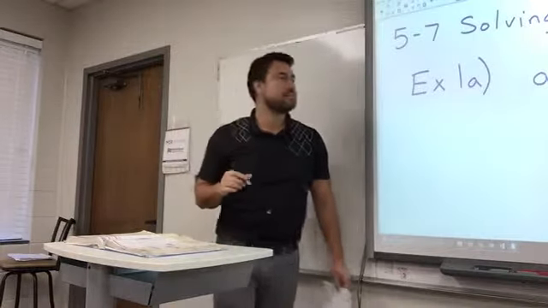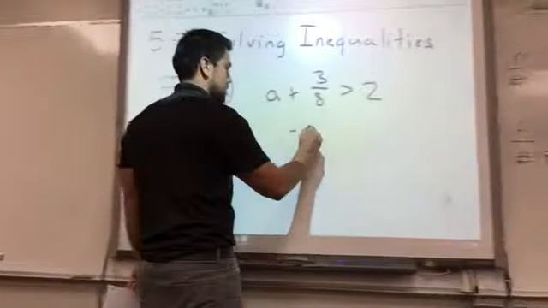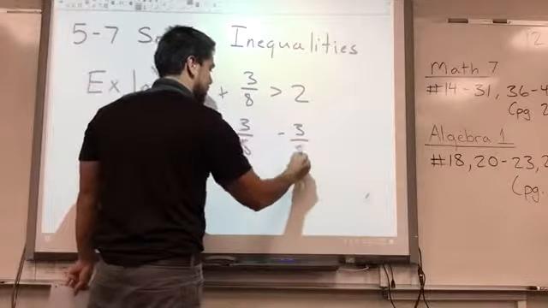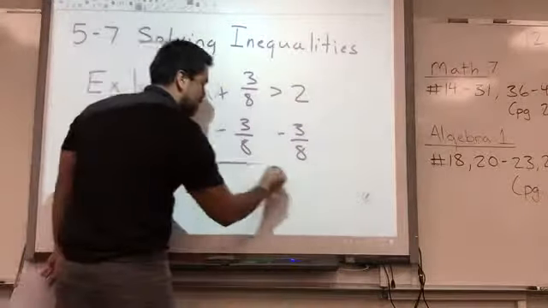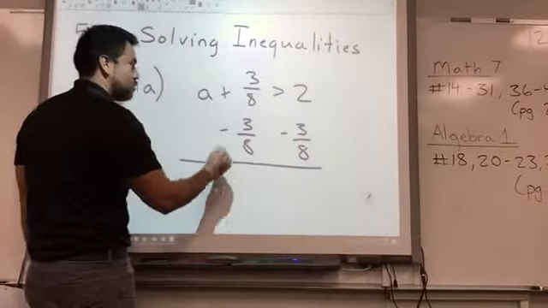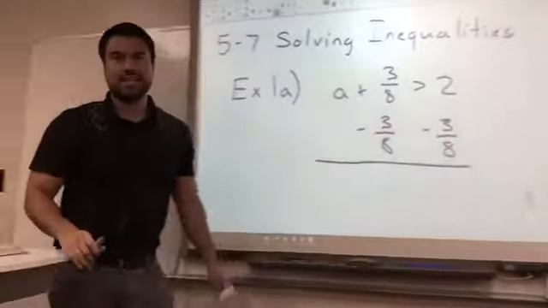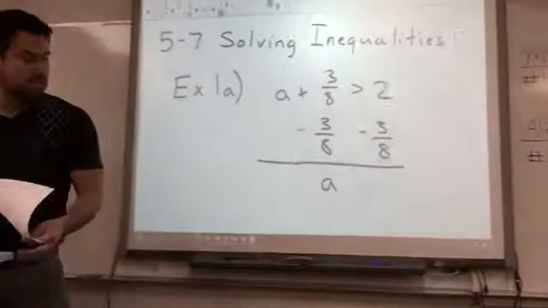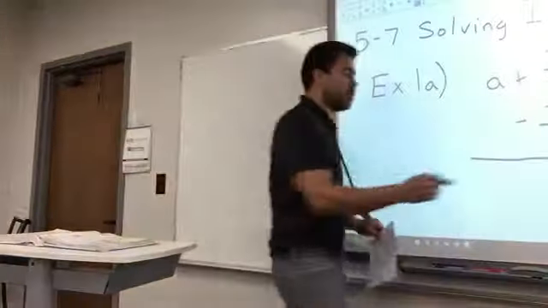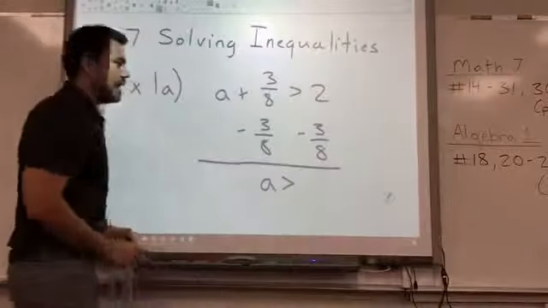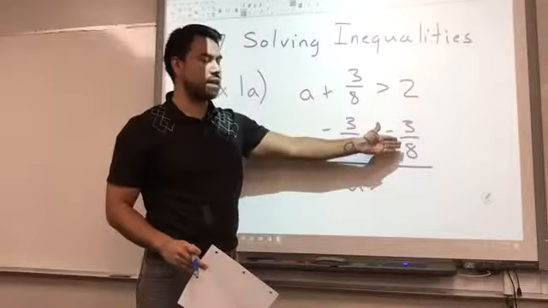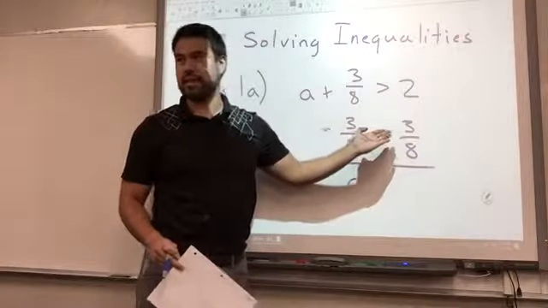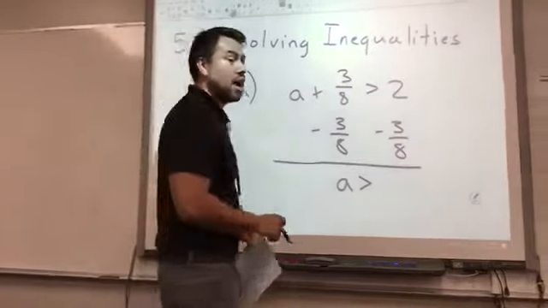You should subtract it. Good, you do it from both sides. So we're going to subtract from both sides. And what are you left with here on the left? A, which is what we want, because that's going to give us the value of A. And then we still have our greater than symbol. Here we're subtracting these two together. But can you just do 2 minus 3/8 and get the answer? No. You need a common denominator.